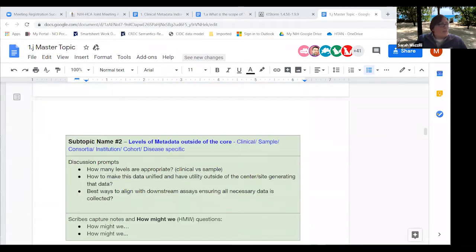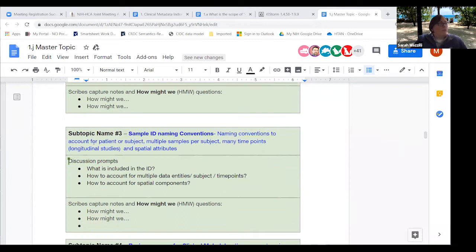Ian, you mentioned this is something that we should certainly talk about, so I welcome you to chime in as well. I could speak a little bit to what we've been thinking about in the HTAN just to give some context, but I'm really interested in what others are doing as well.